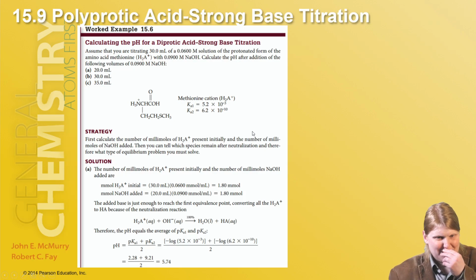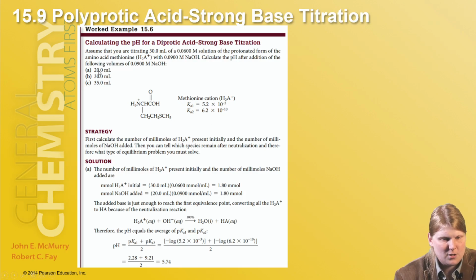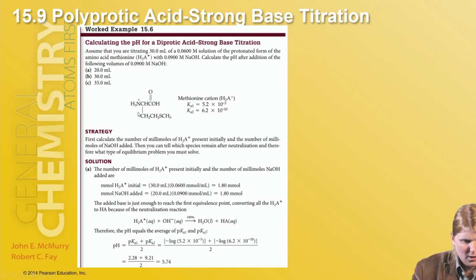So calculating the pH for the diprotic strong base titration, they give us these different volumes, and we have to figure out where we're at in each of these situations. So what we would do is convert these to moles. They're titrating 30 mL of this solution of the protonated form of methionine with 0.09 M sodium hydroxide. How do I calculate the pH at the following volumes? So I would first want to convert these to moles or millimoles, depending on the preference. And then I could figure out that in the first scenario I have equal amounts of both, which means that I'm at the isoelectric point.